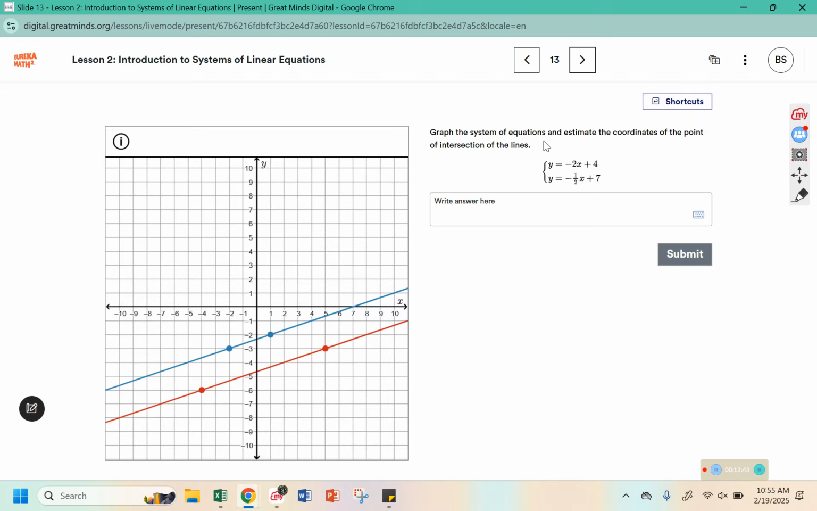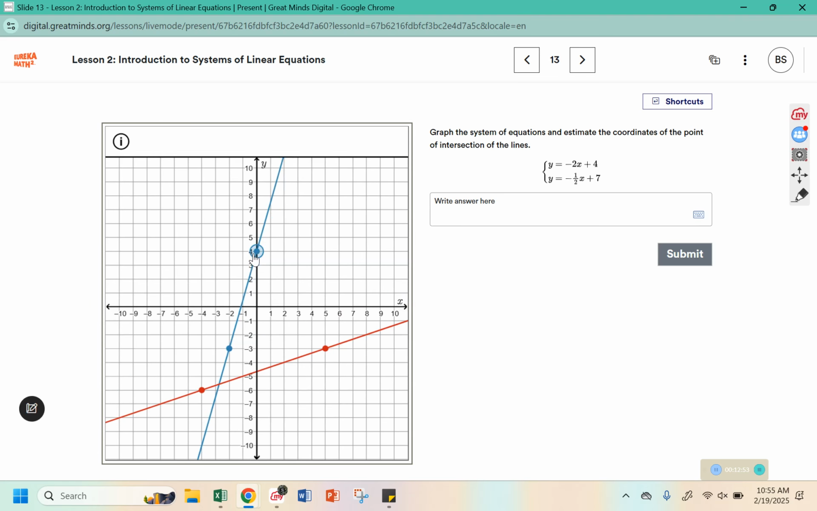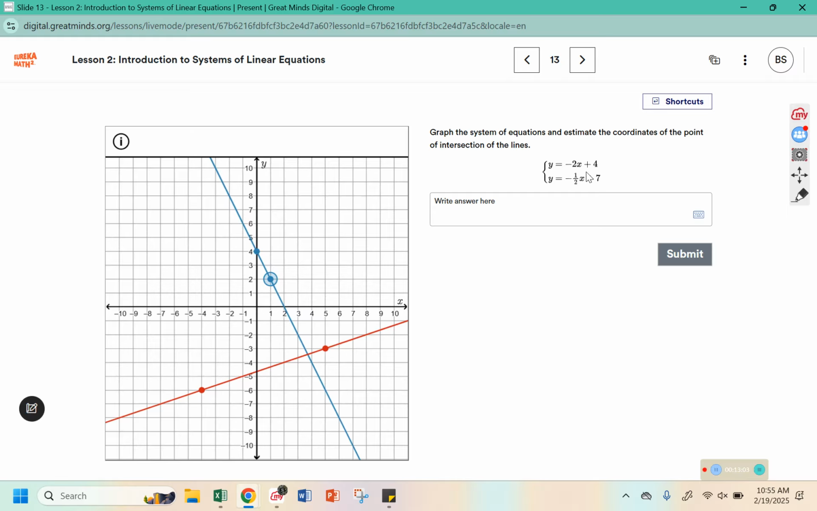Graph the system of equations and estimate the coordinates of the point of intersection. These are both written in slope-intercept form. This first one has an intercept of 4 on the y-axis and a slope of -2, which means from that point we're going to go down 2 and over 1. Because remember, -2 is a fraction of -2 over 1.